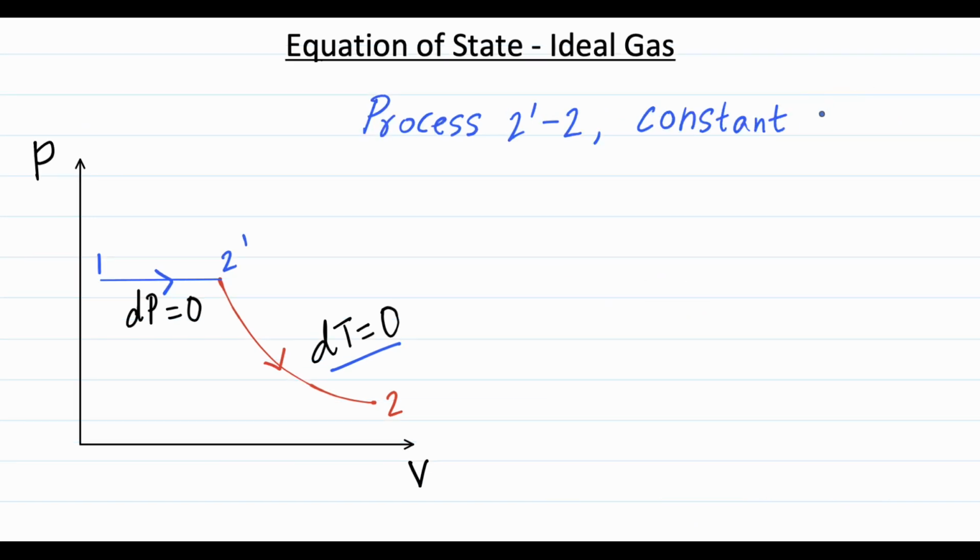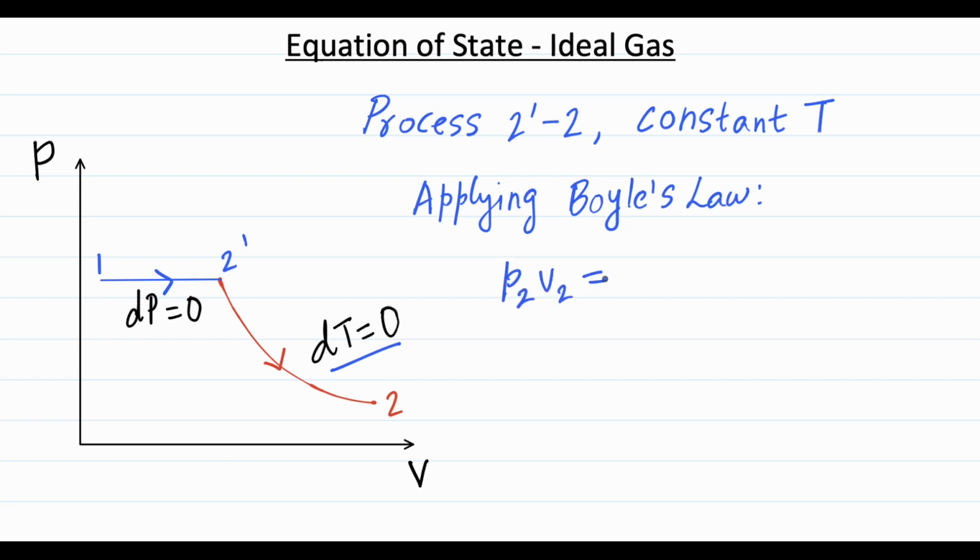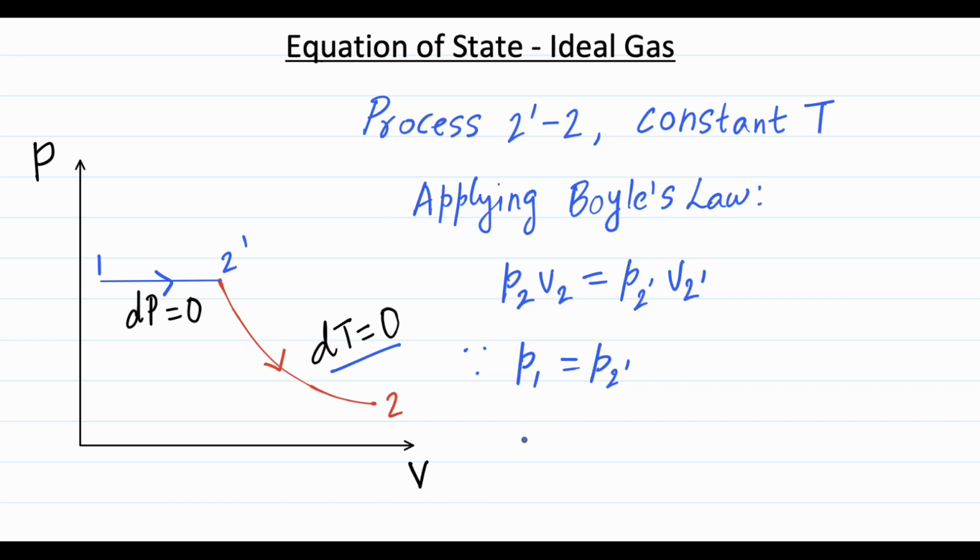Similarly, for process 2 prime to 2, which is a constant temperature process, we can apply Boyle's law. Applying Boyle's law, we get P2 V2 is equal to P2 prime V2 prime. And we can see that process 1 to 2 prime is a constant pressure process, so we can say P1 is equal to P2 prime. We can rewrite the expression as V2 prime is equal to P2 V2 divided by P1, and we are going to call this equation 2.